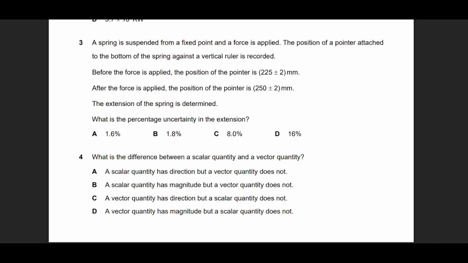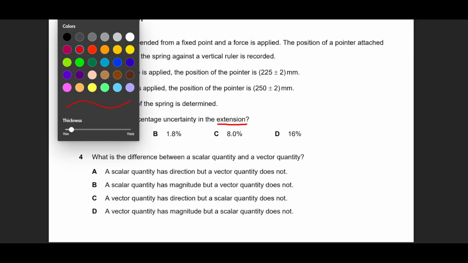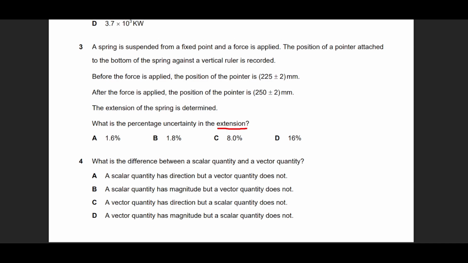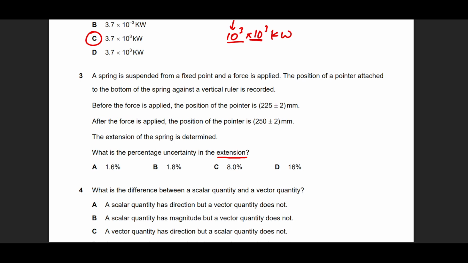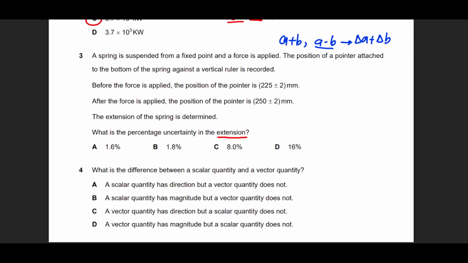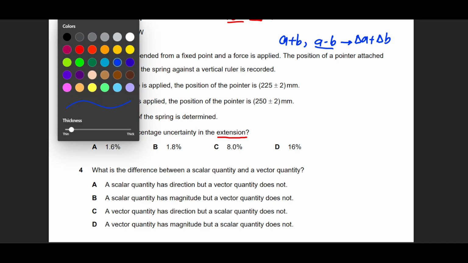Question 3 requires that we find the percentage uncertainty in the extension. You can always pause the video and try the question on your own. So in this, we realize that if you want to find the uncertainty in expressions of addition and subtraction, for example, when 2 quantities are being added or 2 quantities are being subtracted, their uncertainties, their deltas, are always added together, no matter how you solve the equation. Now, since this is about extension, I accept that this is going to be a difference equation. I'll have to deal with the difference of values.